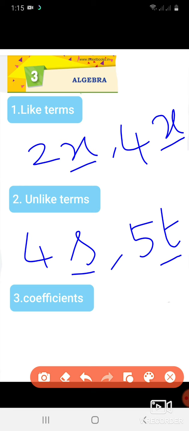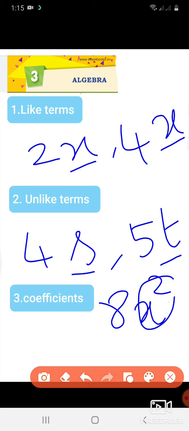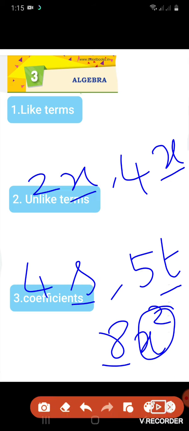Okay, students, come to the next one, coefficients. For coefficients, I want to take an example, that is, we can take 8x square. Here the coefficient of x square is 8. Coefficient means it's a numerical value. Is it clear? Yes.